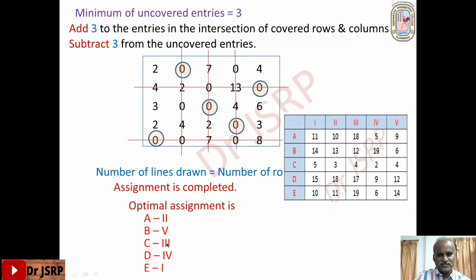So one job is assigned to one person. Observe here, repetition is not allowed. Okay, we have to assign one job to one person only. That is 1-1 mapping. So this is the optimal assignment.